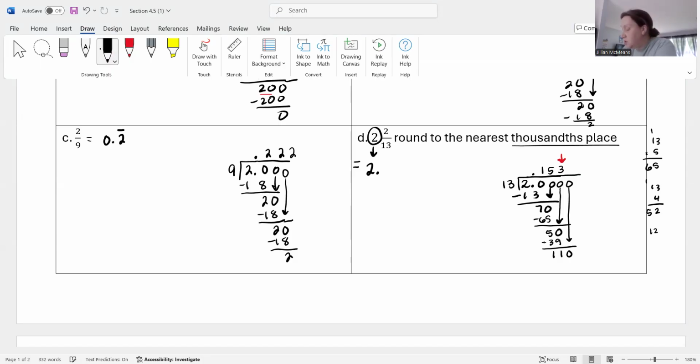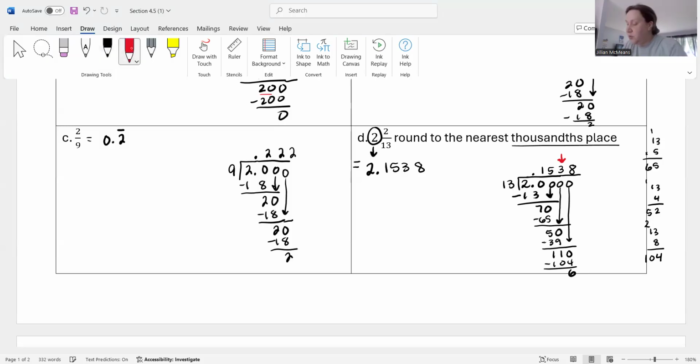So it might go in 8 times. So let's see. Let's do 13 times 8. So 8 times 3 is 24. So I'm going to keep a 4, carry a 2. 8 times 1 is 8 plus 2 is 10. So that actually works. 13 will go into 110 8 times. I subtract the 104 and I get 6, but I can stop at this point. I just needed to divide out far enough to know if I need to round up or if I need to round down.